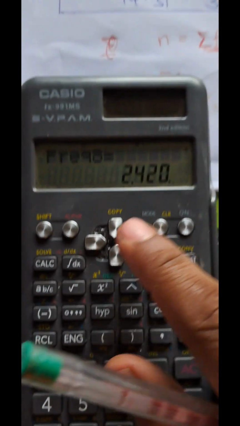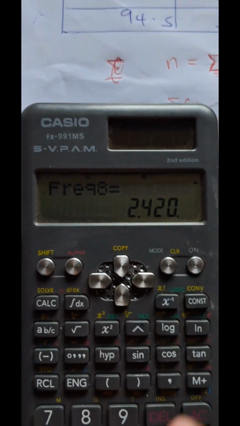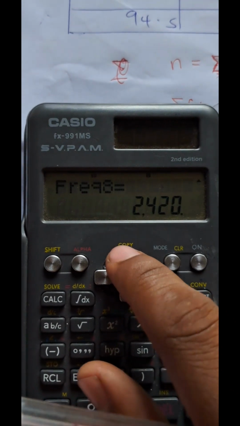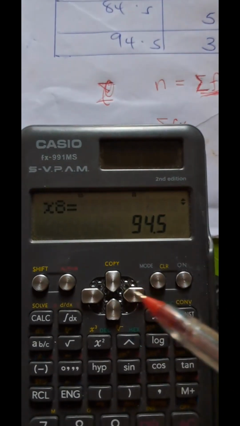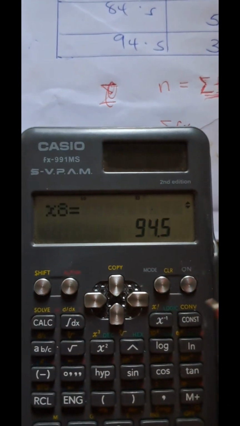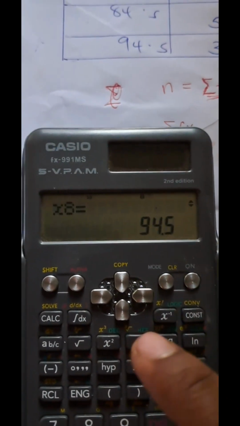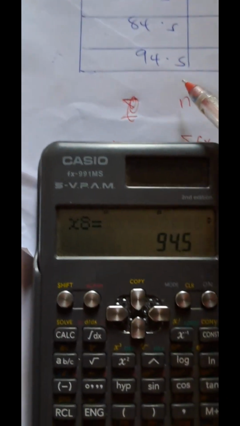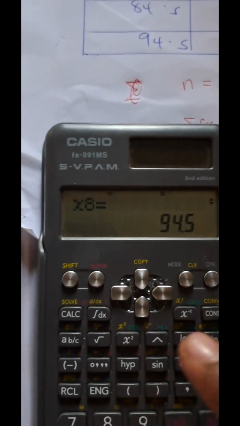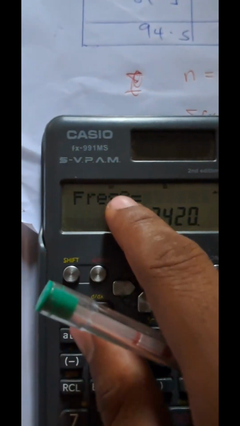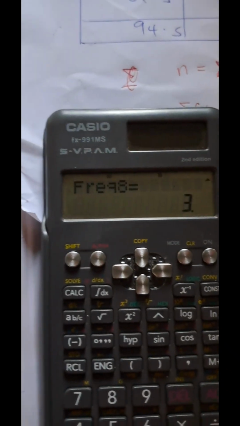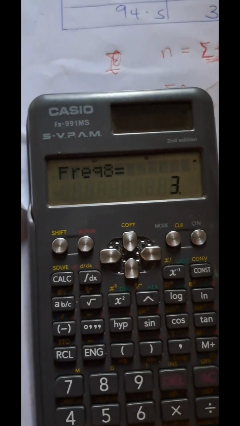As you see, your calc is still showing the old value, so you have to correct it. I told you first go to the upper button, so you see the value which was initially there, which is 94.5. Then you press the lower button, and you write the frequency of 94.5, which is 3. You press the equal sign like that.